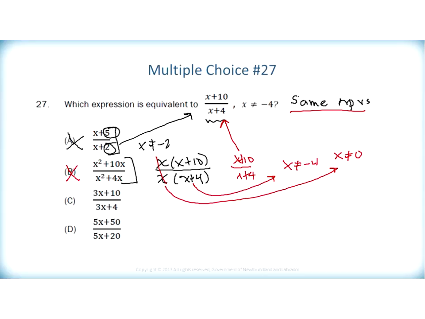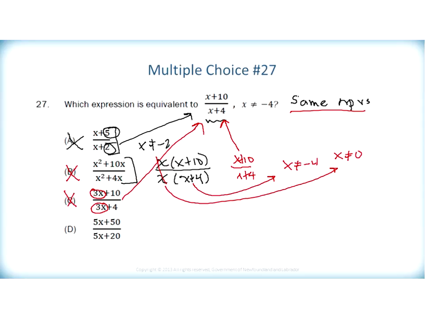In the next option we have just 3 multiplied by the x. We cannot simplify this to give us x plus 10 over x plus 4. And the NPVs are not the same. So once again, C is out.